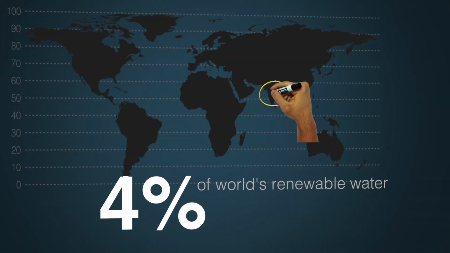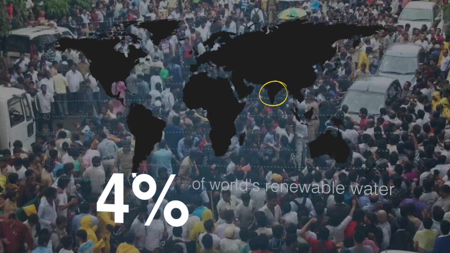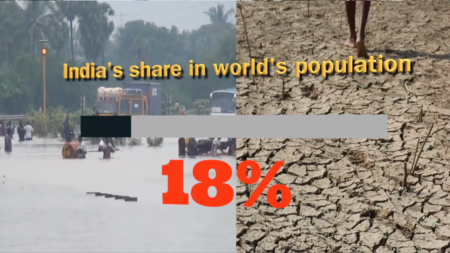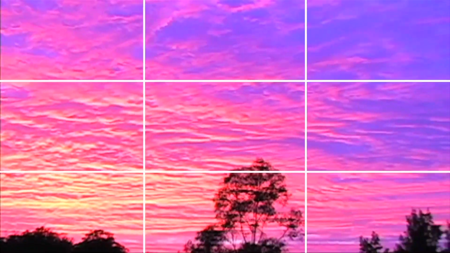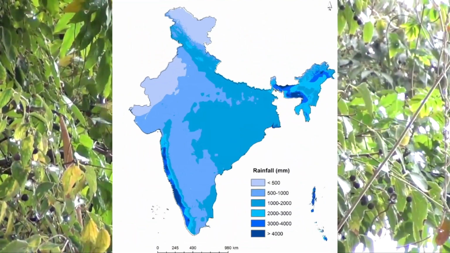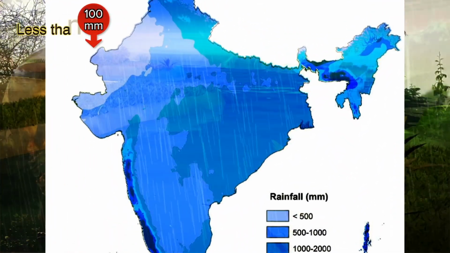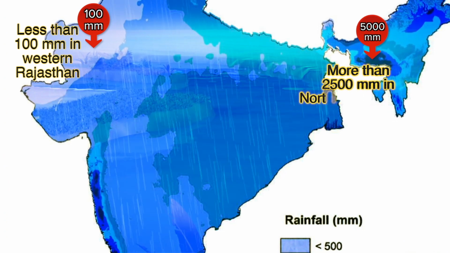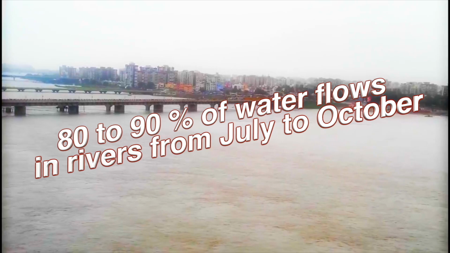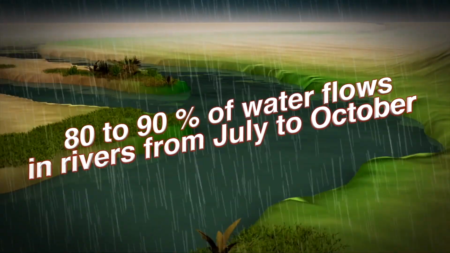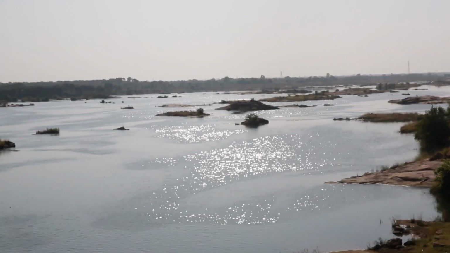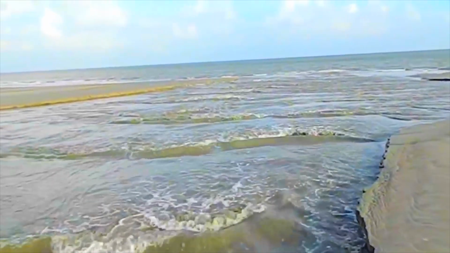India has only 4% of the world's renewable water to support more than 18% of the world's population. Add to that its uneven distribution in space and time. The rainfall is confined to only about 3 to 4 months in a year and varies from less than 100 mm in the western parts of Rajasthan to more than 2,500 mm in the northeastern area. Over 80 to 90% of river flows occur in the 4 monsoon months. But due to lack of adequate storage in the country, a large portion of it goes into the sea unutilized.